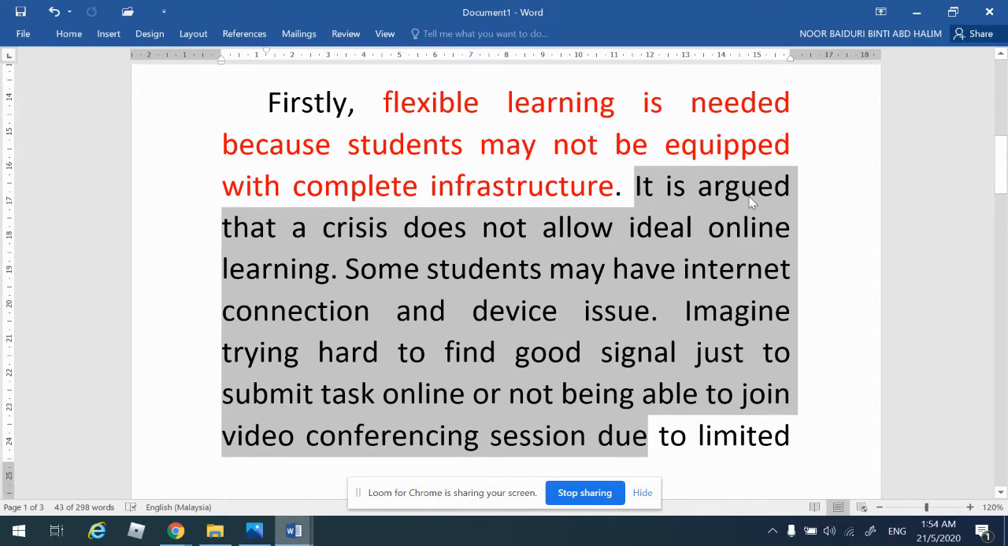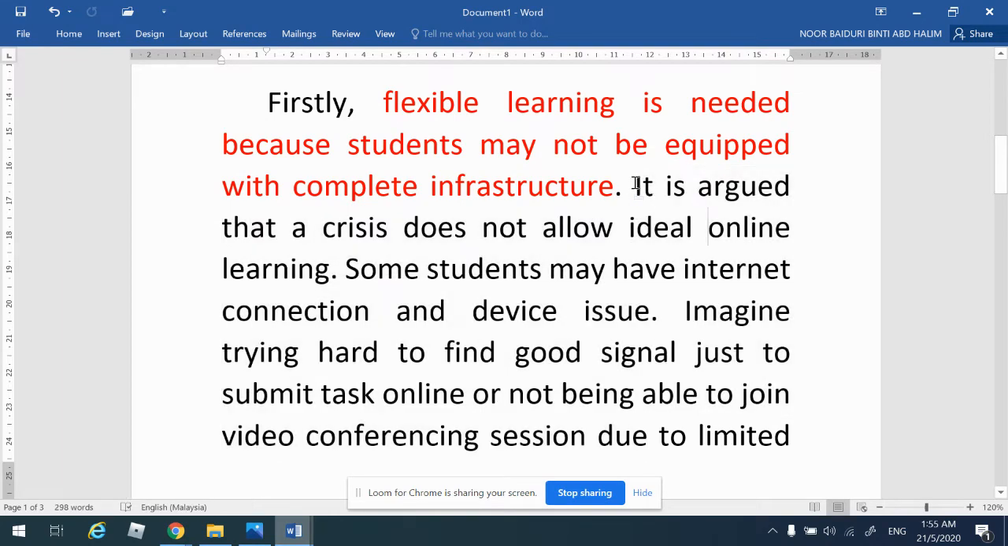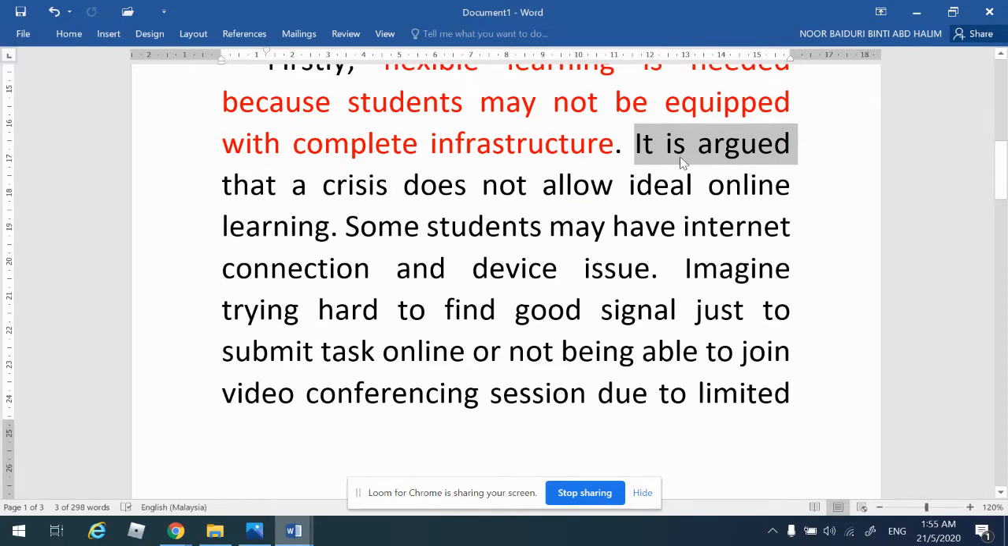If you look, it is argued. Because you are writing an argumentative essay, this is an example of the phrase that you need to have. You need to say, it is argued, or you can use a phrase like, people should, because you are arguing. You can say, people must do this, people must do that, people cannot do this. Because this is argumentative. It is not a common essay. So it is argued that a crisis does not allow ideal online learning.